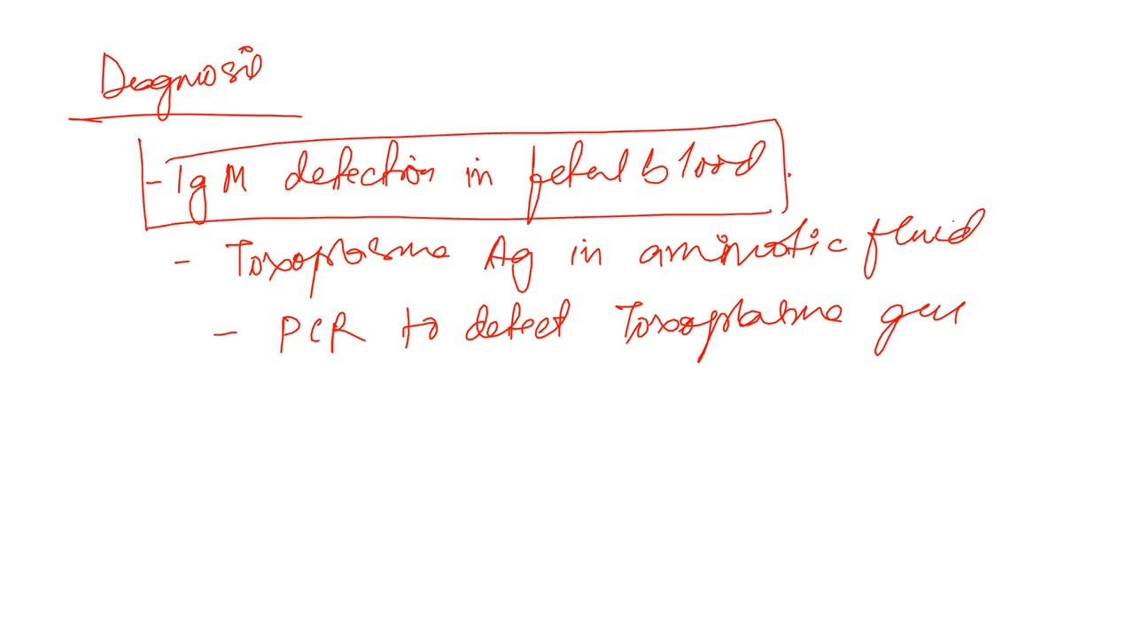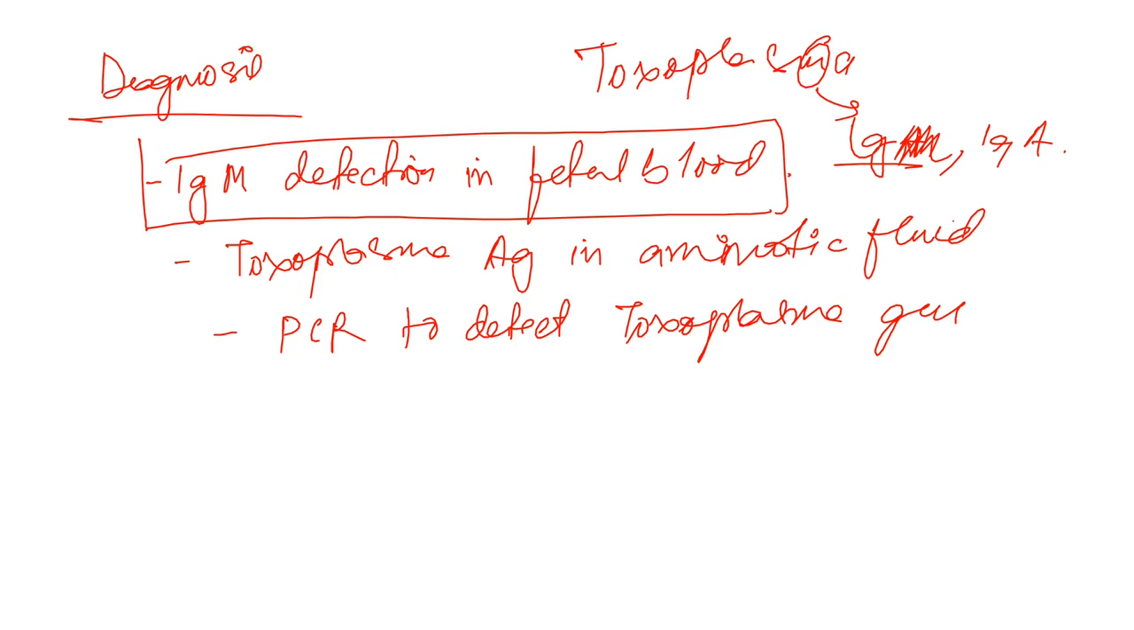Toxoplasma has an M in it, so you remember IgM. In congenital, it is IgM. IgA is also detected, but IgM is more specific, with better sensitivity. Okay, so now we are done with congenital also.